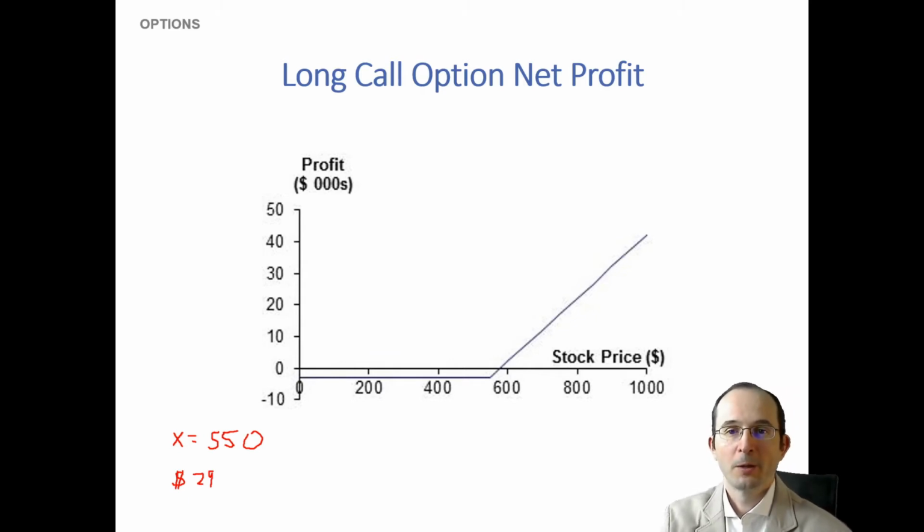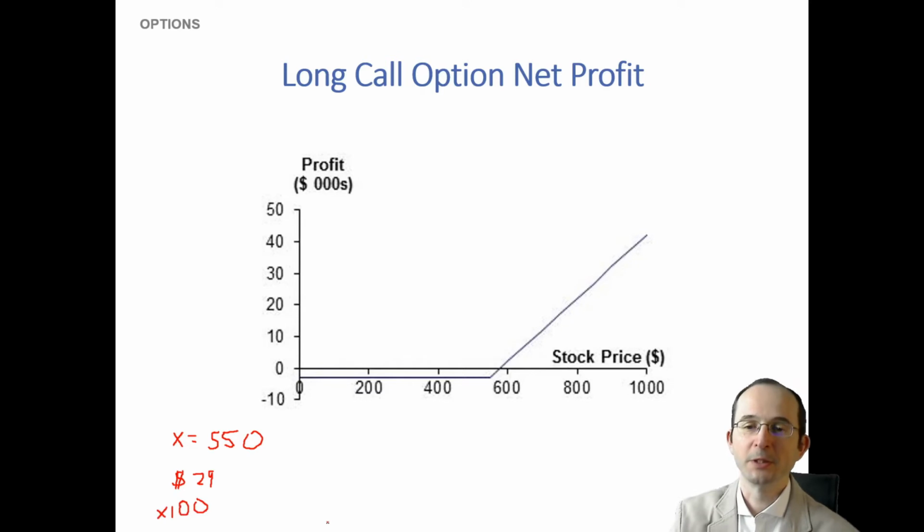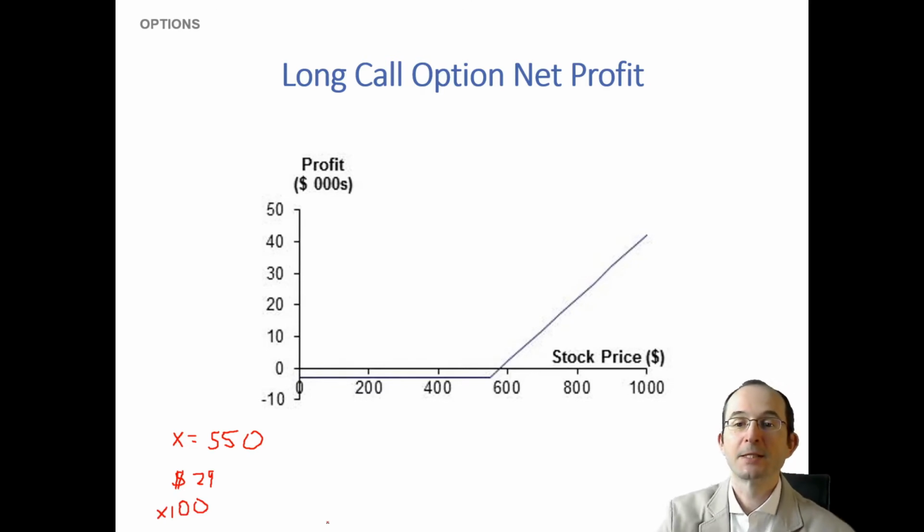What would our profit actually be on this position? Remember, we're doing this for 100 shares, because that's sort of the default size of each option contract.